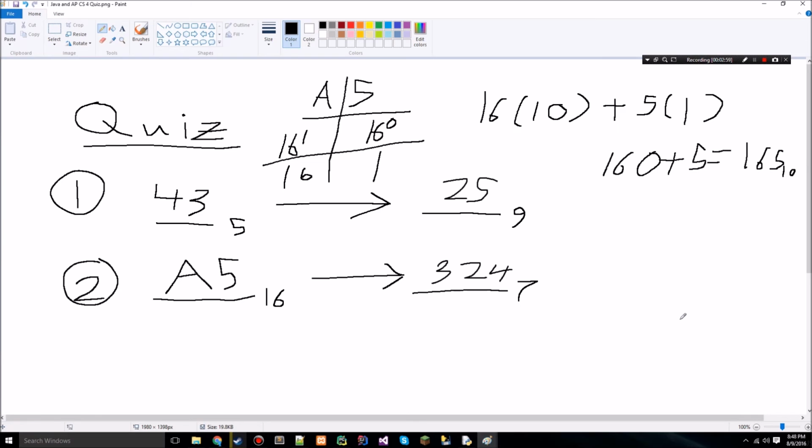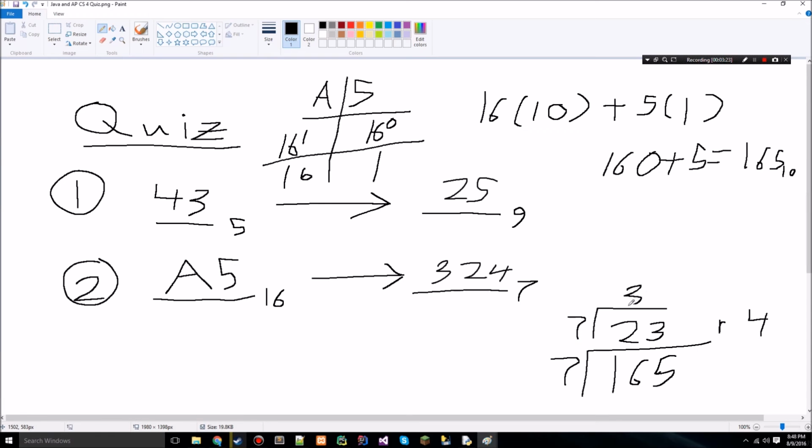Then we go ahead and do some mountain division to get us to base 7. Alright, so 165 divided by 7, that gives us 23 with a remainder of 4. And then we divide by 7 again and get 3. And divide by 7 again, we get 0.